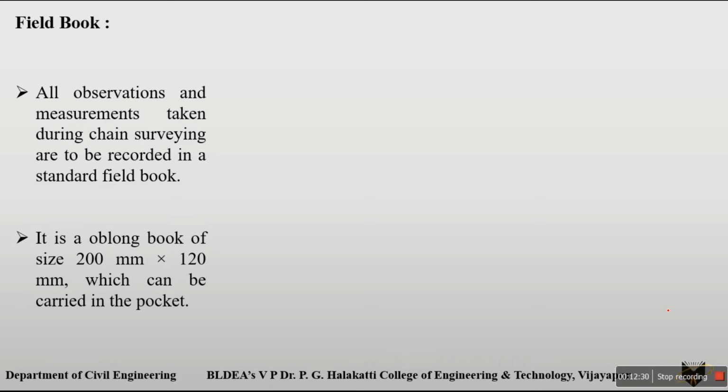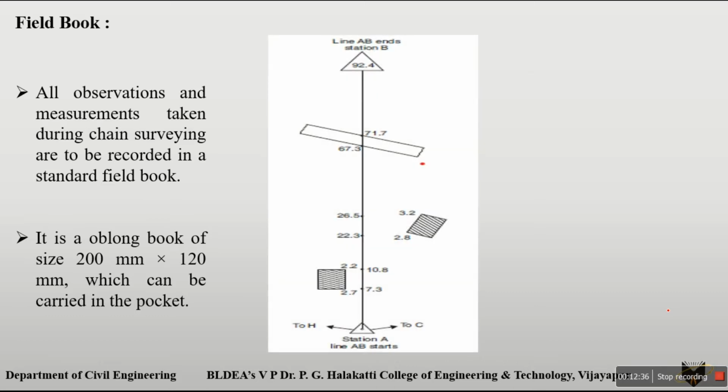Here in this field book, there are two types. One is single line, another is double line. This is the picture of the single line field book. This is our main station, this is our single line. Then you have to write down the respective distances like this. This 2.2 means what? It is from this side to this line, the distance from the building to this line. You can write like this.